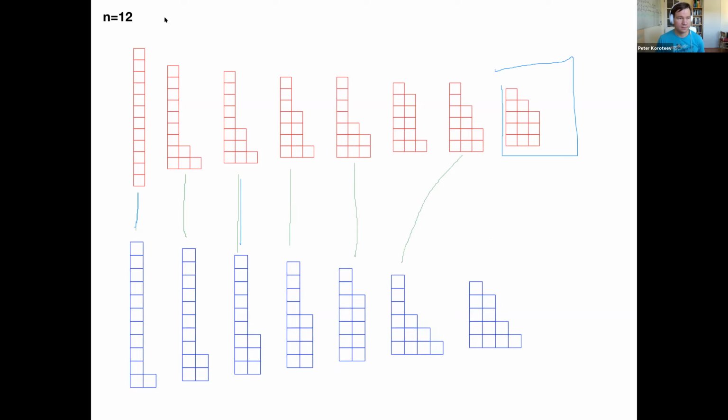You would take the rightmost block. If you put it on top, you'll get this one, right? So get this one, and then here, if you take the rightmost block, you'll get this one. Yeah, you'll get that one, right? And then here, this one goes to this one by taking the rightmost block. Good. So the blue diagrams make only a subset of the red diagrams, and this one sticks out, right?